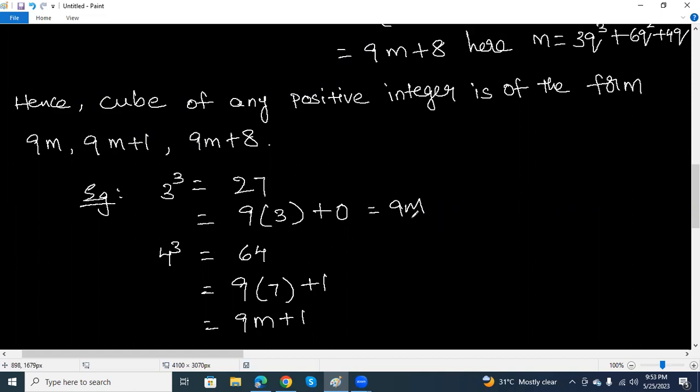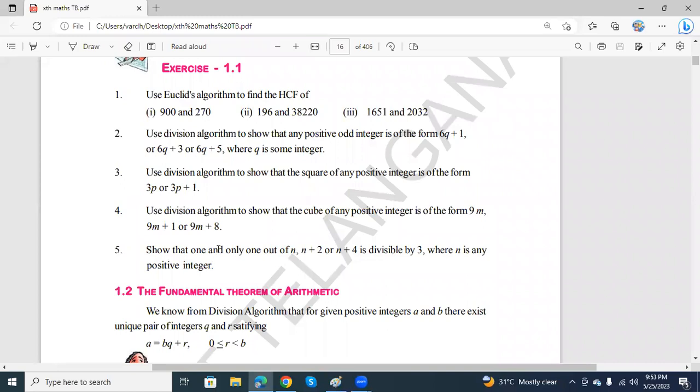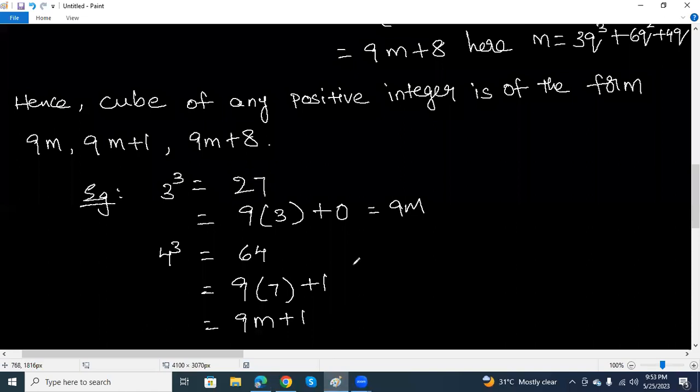Okay. Let's see another sum, fifth question. Show that one and only one out of n, n plus 2 or n plus 4 is divisible by 3, where n is any positive integer. Always we have taken a as a positive integer, a little variation. N is a positive integer here. If we take n as a positive integer, we need to show only one out of these three, n, n plus 2, n plus 4, only one case only is divisible by 3. Okay, so let's do this.